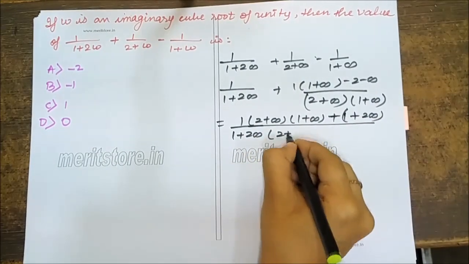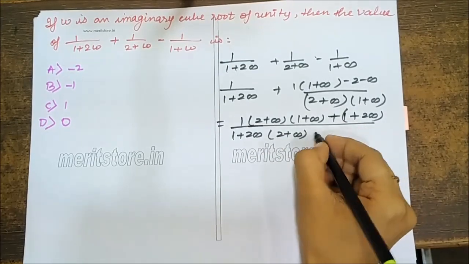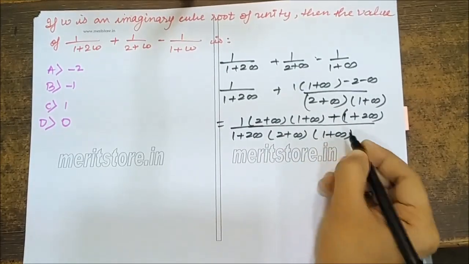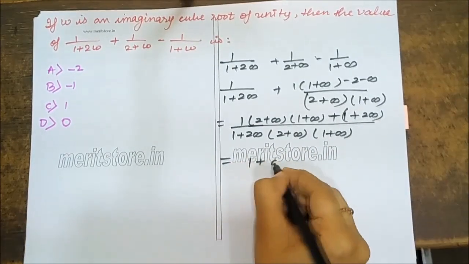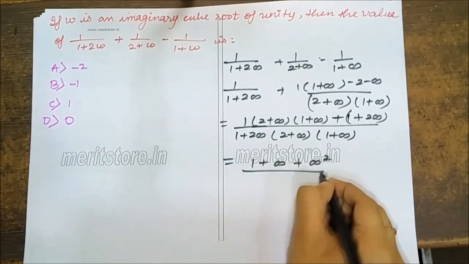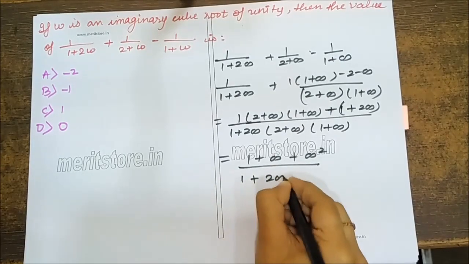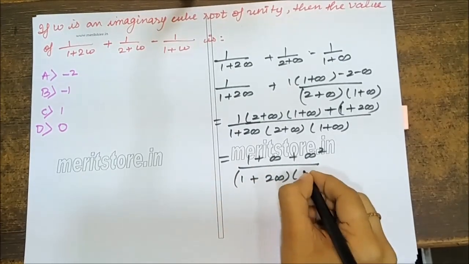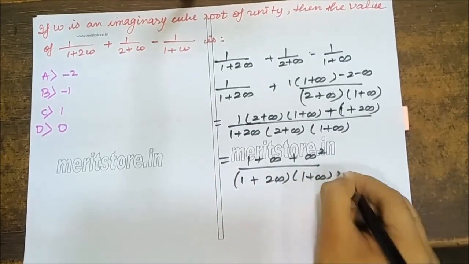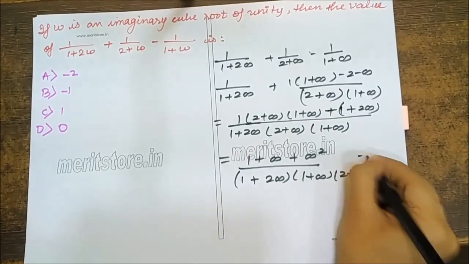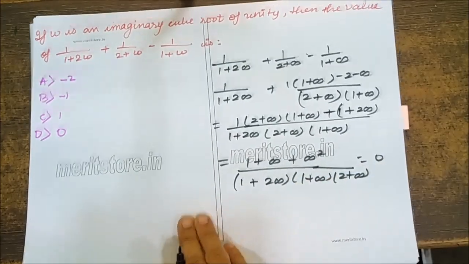You get 2 plus omega and plus omega. So what you get is 1 plus omega plus omega square upon (1 plus 2 omega), (1 plus omega) and (2 plus omega). This is nothing but equal to 0.